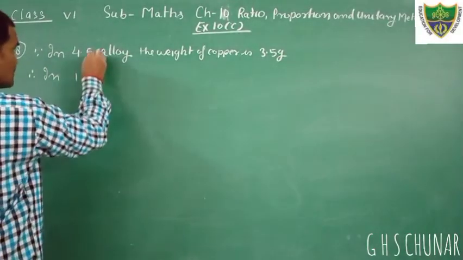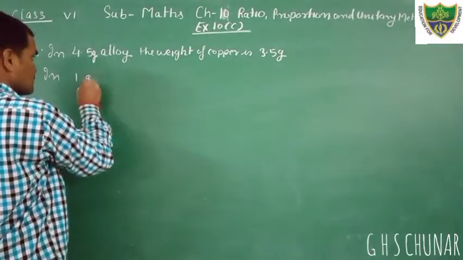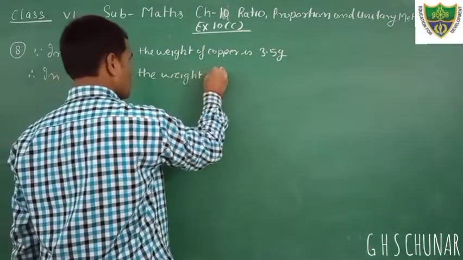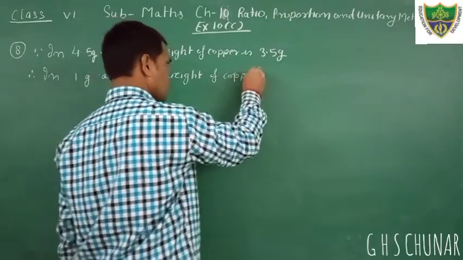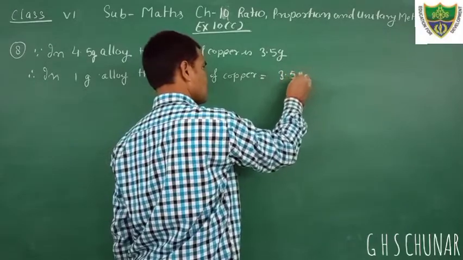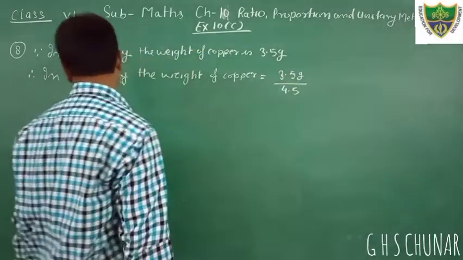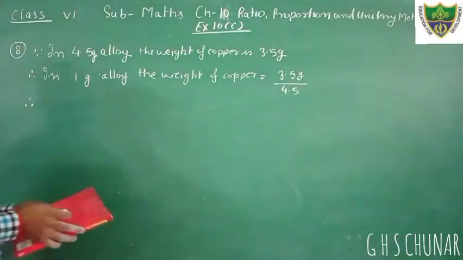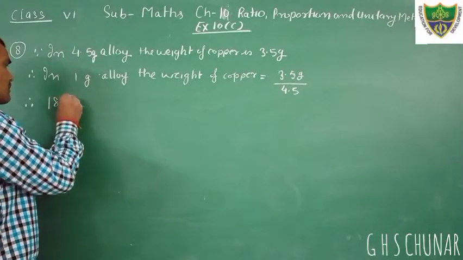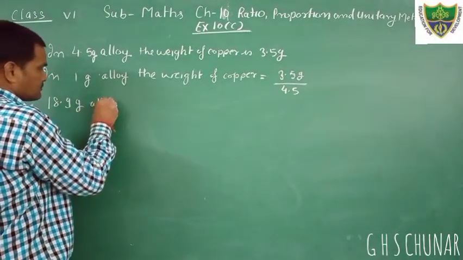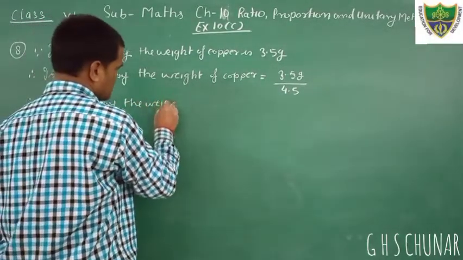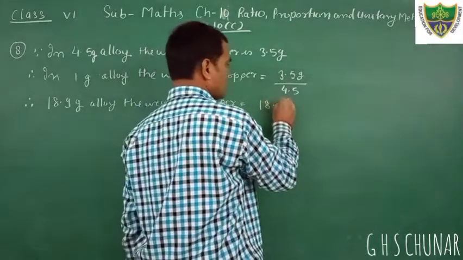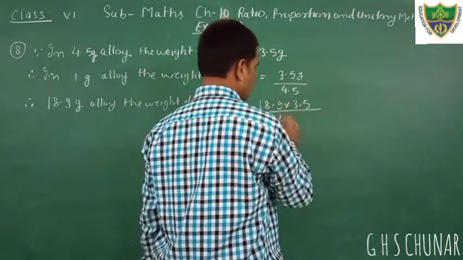So in 1 gram alloy, the weight of copper is 3.5 gram upon 4.5 gram. So what weight of copper will there be in 18.9 gram of alloy? In 18.9 gram alloy, the weight of copper is 18.9 into 3.5 upon 4.5.